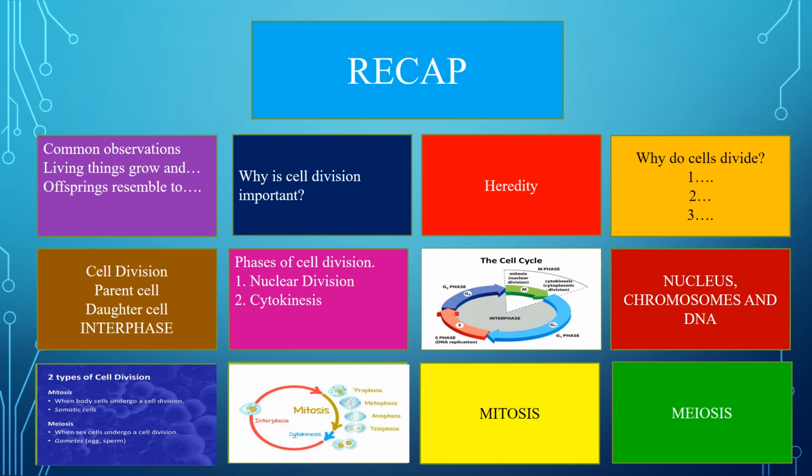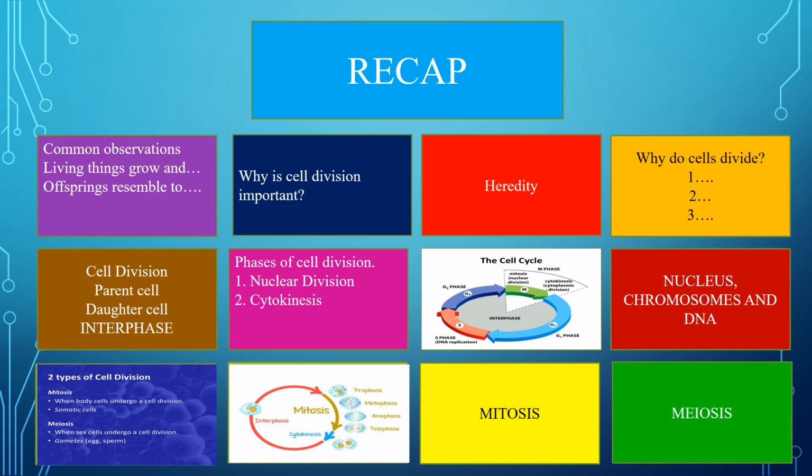Next we have done the relationship between nucleus, chromosomes, and DNA. The nucleus is the controlling authority of the cell, and the chromosomes are present in the nucleus. The chromosomes are made up of DNA and protein. DNA is deoxyribonucleic acid. 2 types of cell divisions we have done: one is mitosis, the other is meiosis. Mitosis is when body cells undergo cell division. In the somatic cells, mitosis occurs. And meiosis is when the sex cells, the gametes, eggs and sperms, undergo cell division. At that time, meiosis occurs.